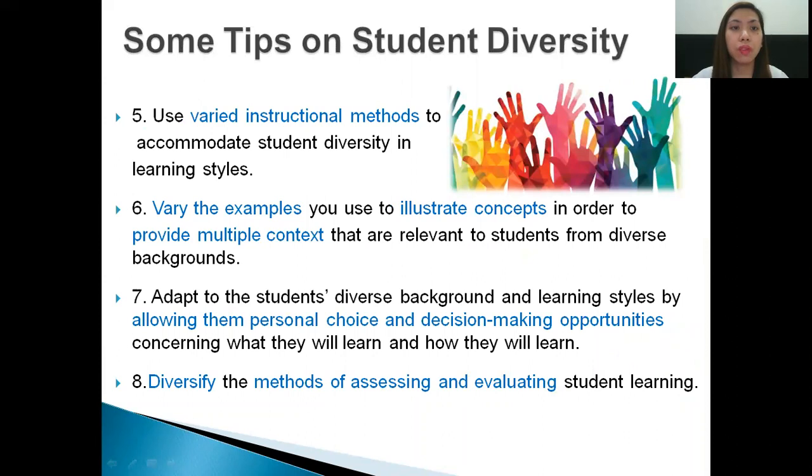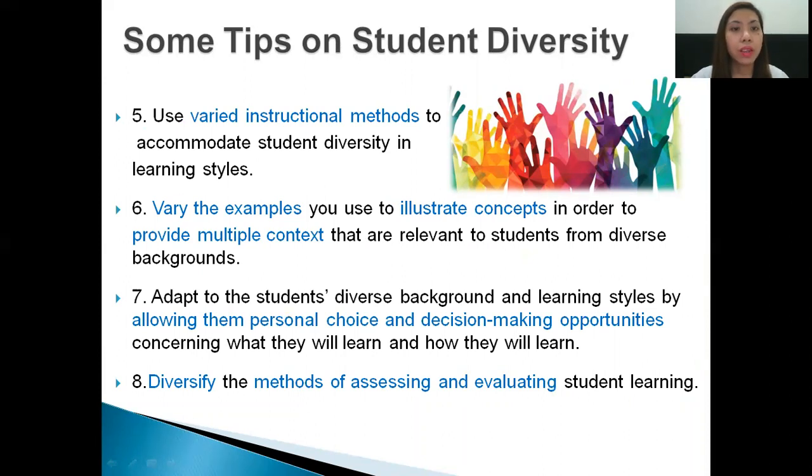Fifth is to use varied instructional methods to accommodate student diversity in learning styles. For example, you can diversify sensory or perceptual modalities in delivering present information, such as giving an oral presentation, diagramming, pictorial representation, and hands-on experiences.